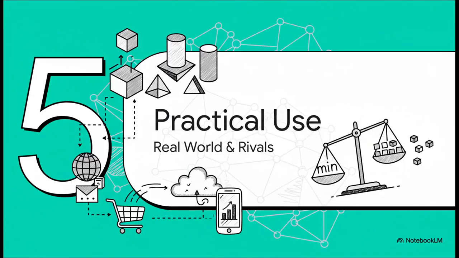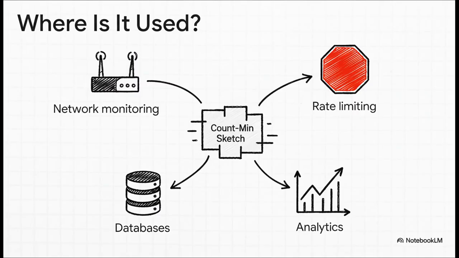So now that we know how it ticks, let's talk about where you'd actually see this thing in the real world and how it stacks up against other common tools you might have in your toolbox. You'll find this algorithm absolutely everywhere in large-scale systems. Network routers use it to find the heaviest data flows without having to store everything. Databases use it to quickly guess how big a query result will be so they can run things efficiently. And, of course, analytics platforms use it to find those trending hashtags or products in real time. It's even perfect for things like rate limiting at scale.